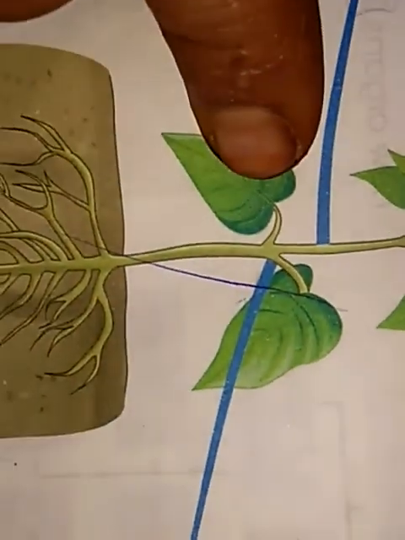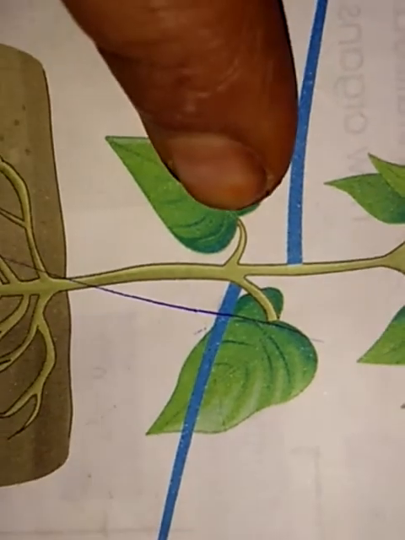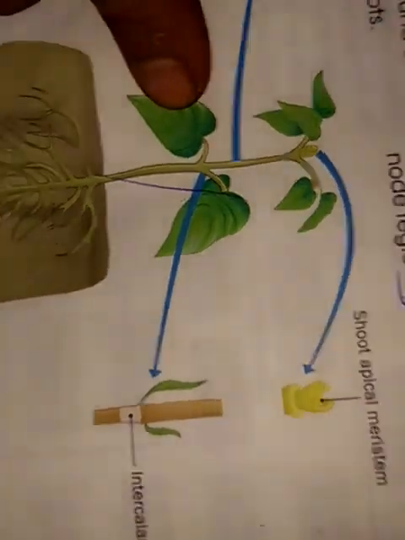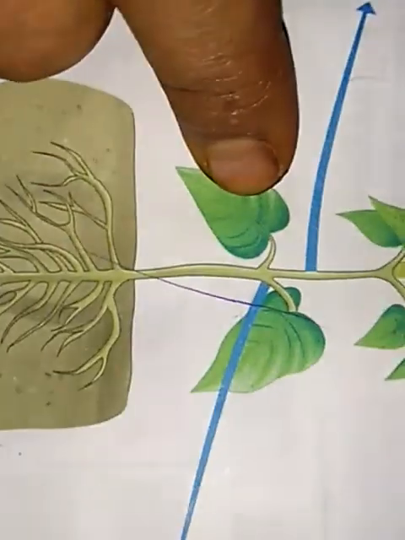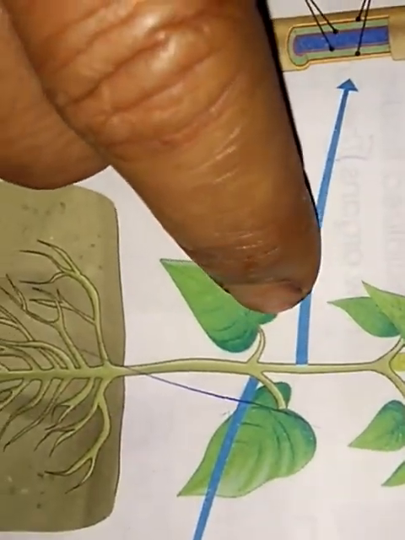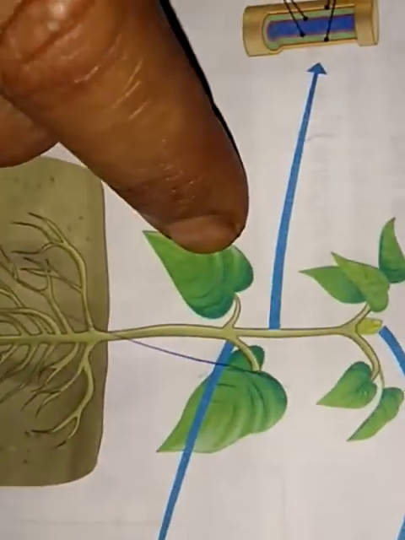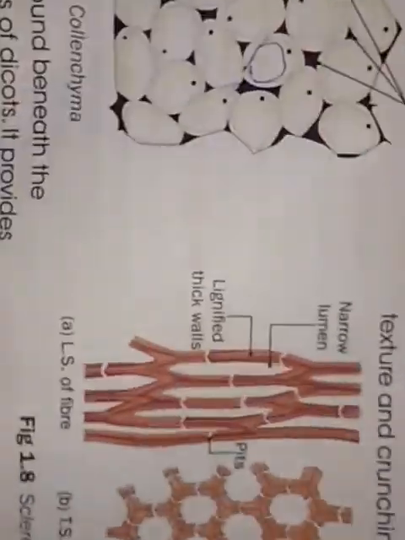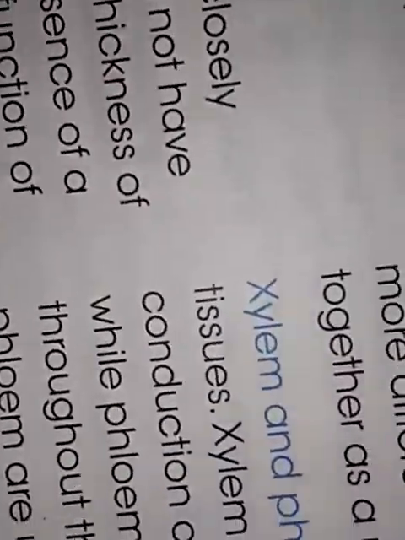What's the meaning of midrib? The center part of the leaf is called midrib. See, the center thick vein is called midrib. Okay, and then fibers are present in xylem and phloem.